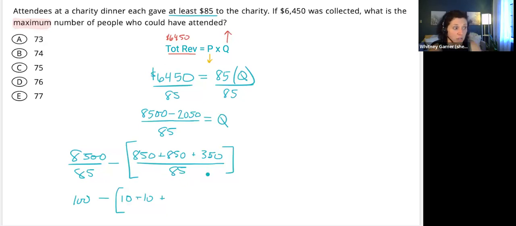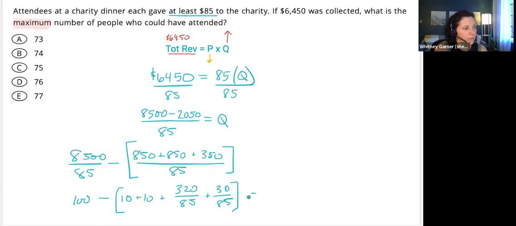If I double 85, that's 160. So if I've got 160 doubled again, that's 320. So at 320, I've got this little sort of grouping here, right? That's another 4 people. So this would be 10 and 10 and 4.